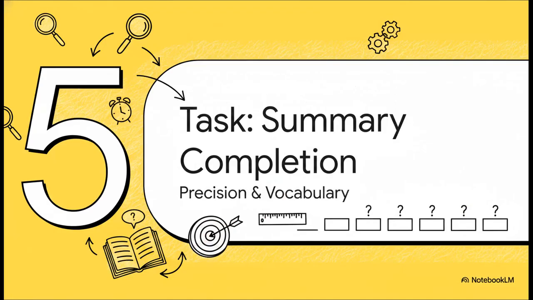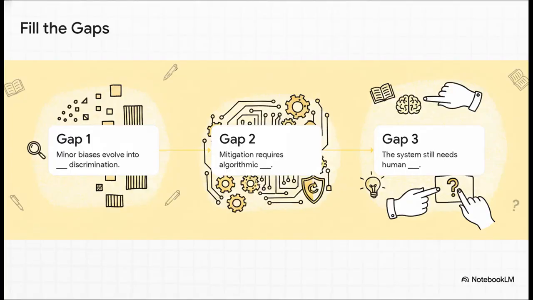On to Section 5, Task, Summary Completion, Precision, and Vocabulary. All right, this task requires ultimate precision. Consider this a strict warning. You can only use exactly 1 word from the passage per gap. No changing the tense, no adding plurals, no modifying it whatsoever. Exact words only. Here's your summary framework.